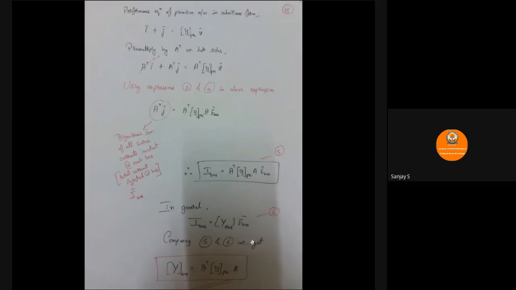And fourth part of the derivation is use our primitive equation, the performance equation of primitive network in admittance form, I plus j is equal to y into v, and then simplify it based on the results we have got in the previous stages, and try to get Y bus is equal to A transpose Y primitive into A.